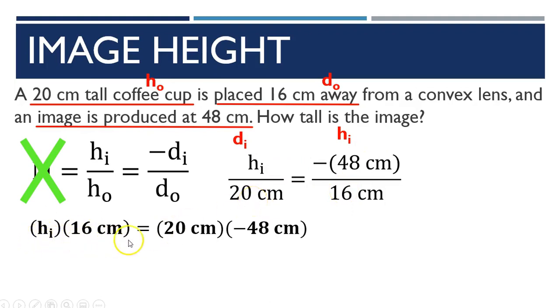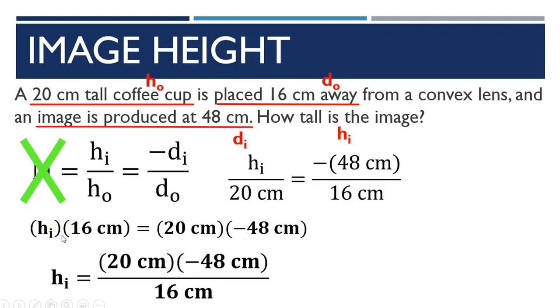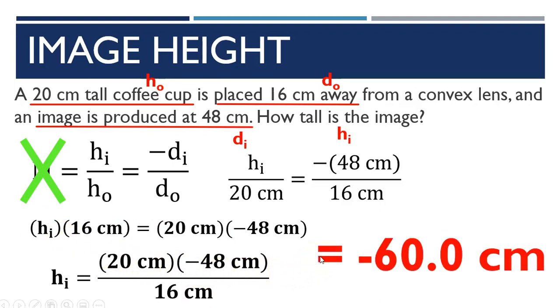You're going to then divide by 16 to get HI by itself. Okay, 20 times negative 48 divided by 16. Plug all that into your calculator and you should end up with negative 60 centimeters. Try that on your calculator, plug it in, make sure that's what you get. If you have questions, ask.